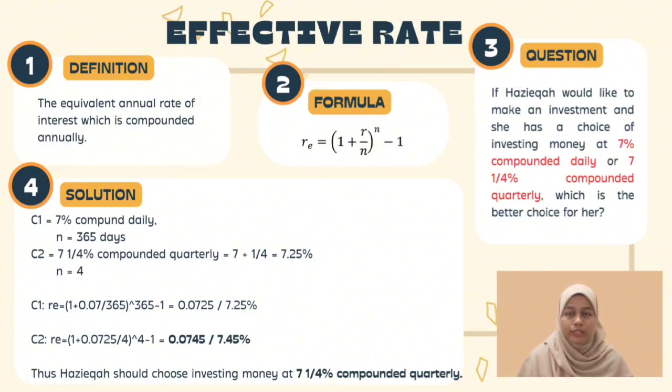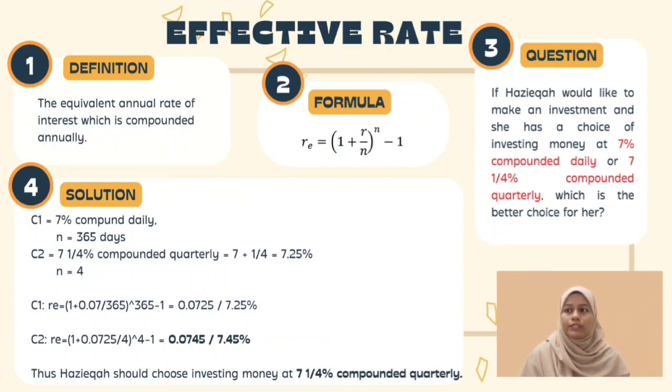So the question is, if Hazika would like to make an investment and she has a choice of investing money at 7% compounded daily or 7 1/4% compounded quarterly, which is the better choice for her? So in this question, we're going to compare which is the better effective rate for Hazika to invest and earn more money in the future. Let's look at the solution.